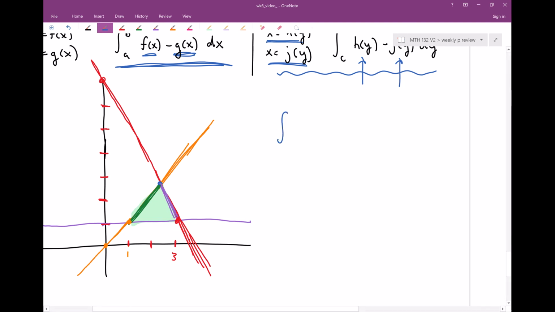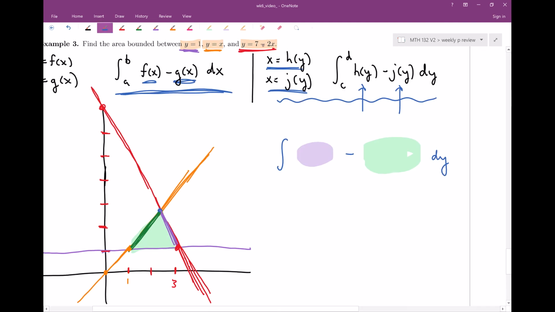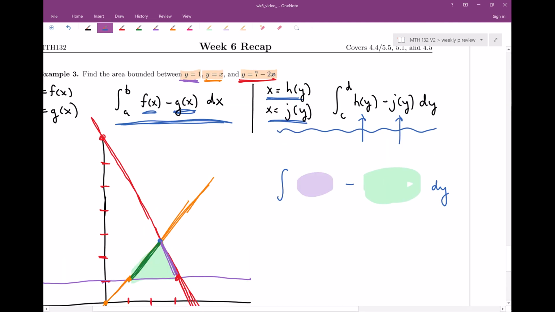So let's go ahead and set up our integral. Again, we're going to have our big function. That's going to be my purple one that I've highlighted down here in purple, minus my green function. Now I'll go ahead and write those in, integrating with respect to y. So again, this purple one right here is a part of this bigger red function. That was part of this y equals 7 minus 2x.